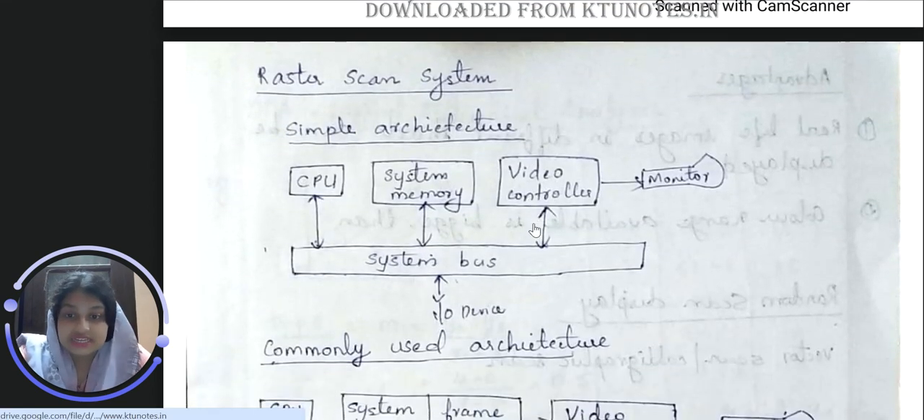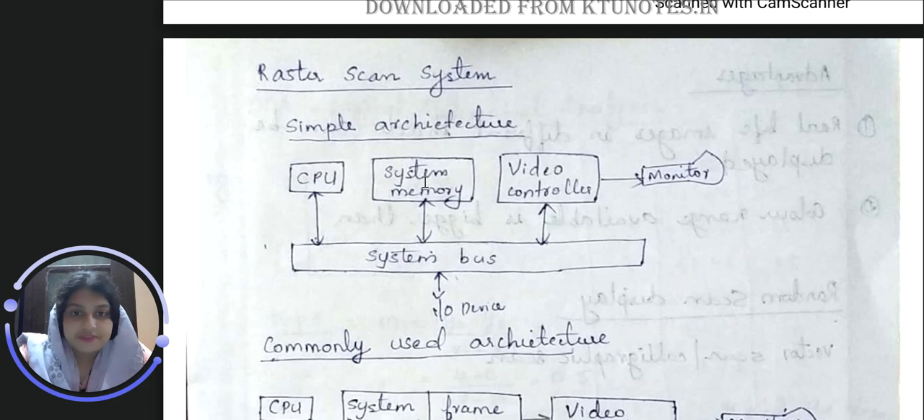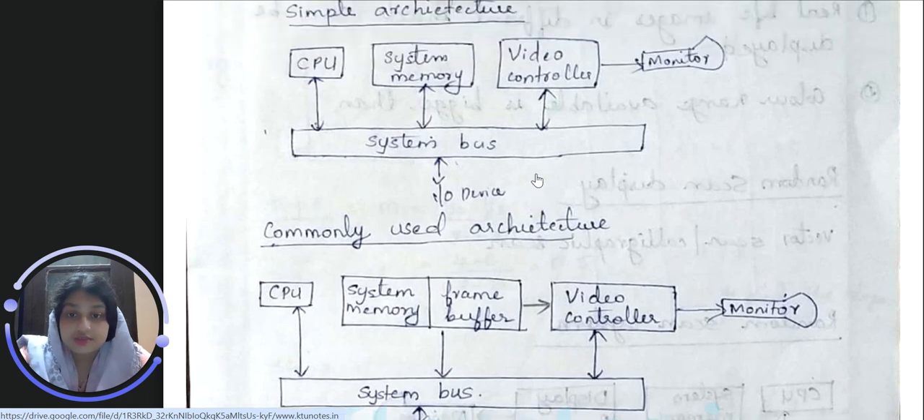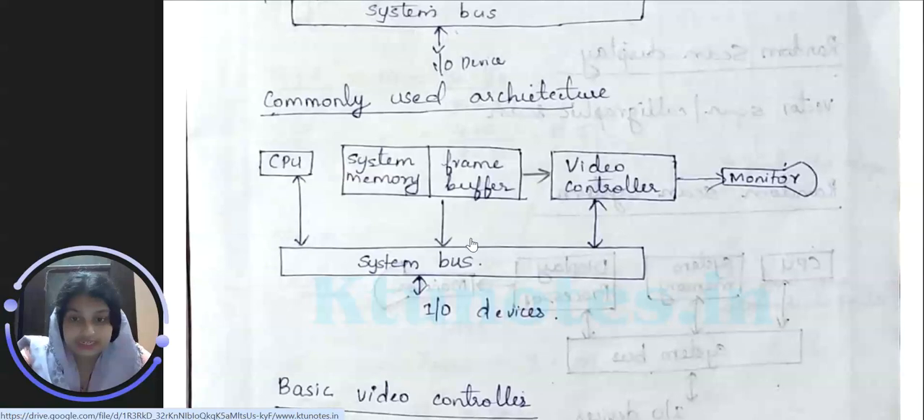Then this is about the raster scan system, the figures which we have previously discussed. It's a simple architecture. The input device is connected to the system bus, which is connected to the CPU and the system memory, and we also have the raster system over here, the frame buffer, the video controller and the monitor. This is a simple architecture, but we prefer to draw the commonly used architecture.